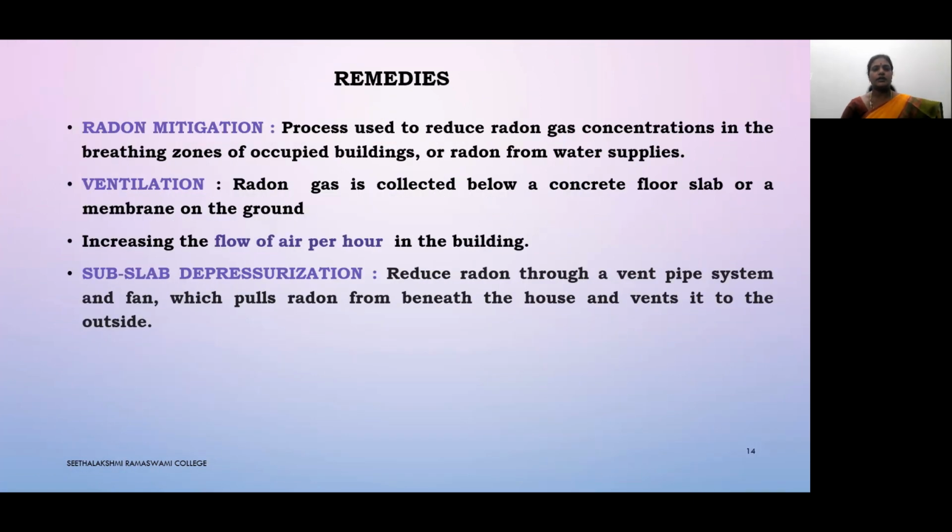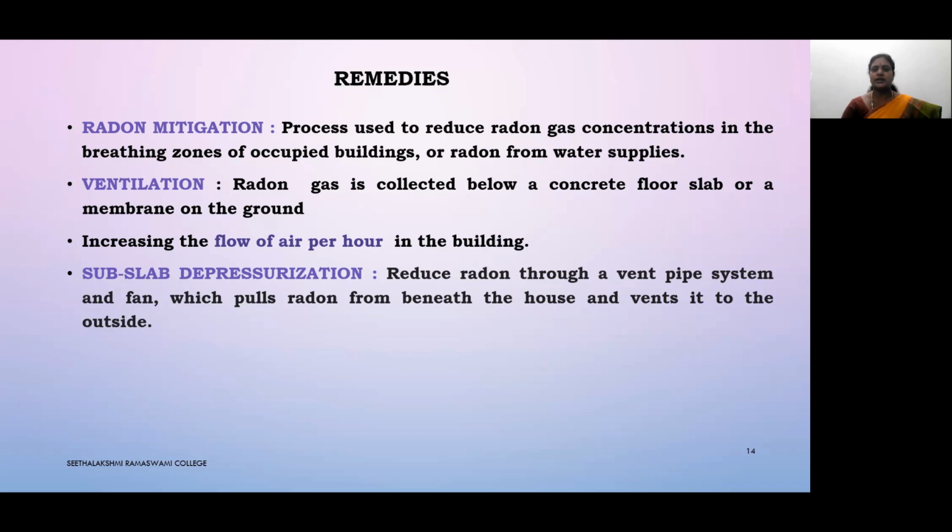Remedies for radon emissions. Radon mitigation is the process used to reduce radon gas concentrations in the breathing zones of occupied buildings, or radon from water supplies. A few methods of mitigation are as follows. First one is ventilation. Radon is collected below a concrete floor slab or a membrane on the ground, increasing the flow of air per hour in the building. Next mitigation method is subslab depressurization.